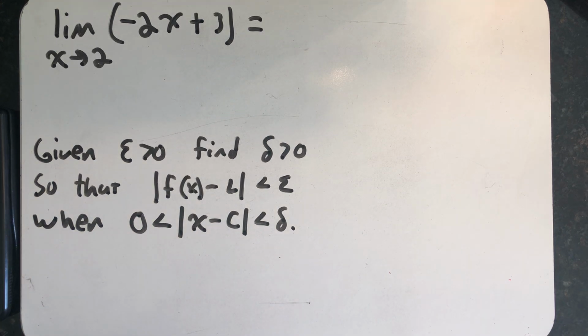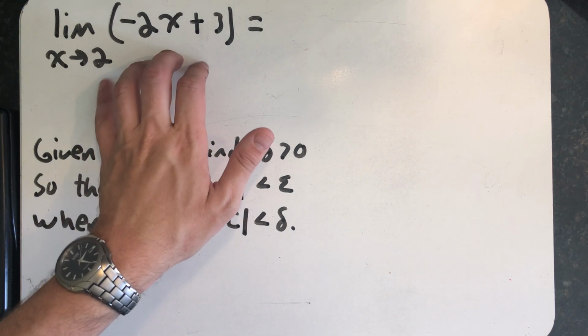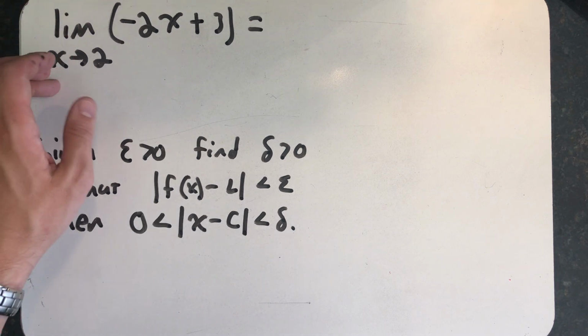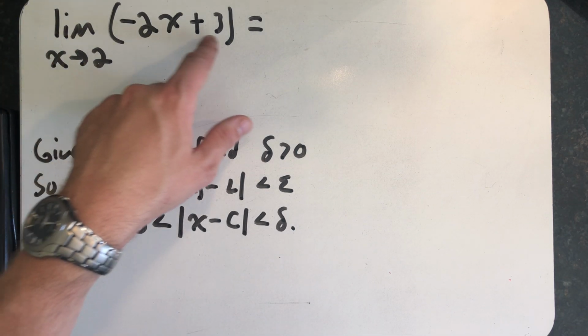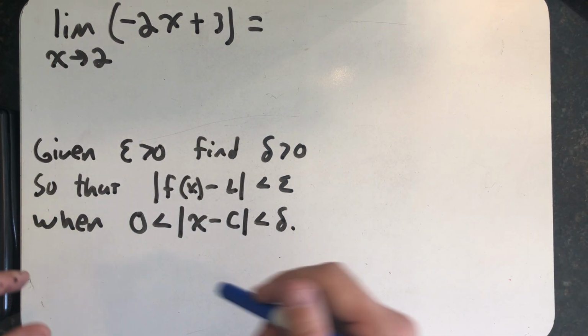Let's do one more example where we're supposed to find a value for delta. This is just a little bit different though. I'm given a very boring function, a linear function. The limit as x approaches 2 of minus 2x plus 3. And we know how to evaluate that.